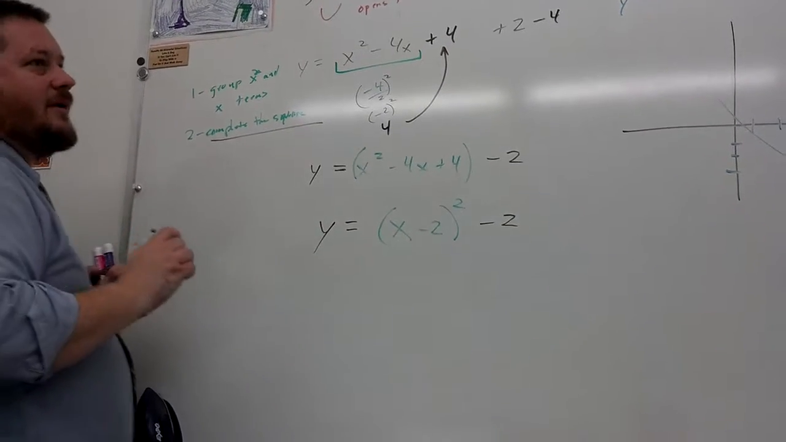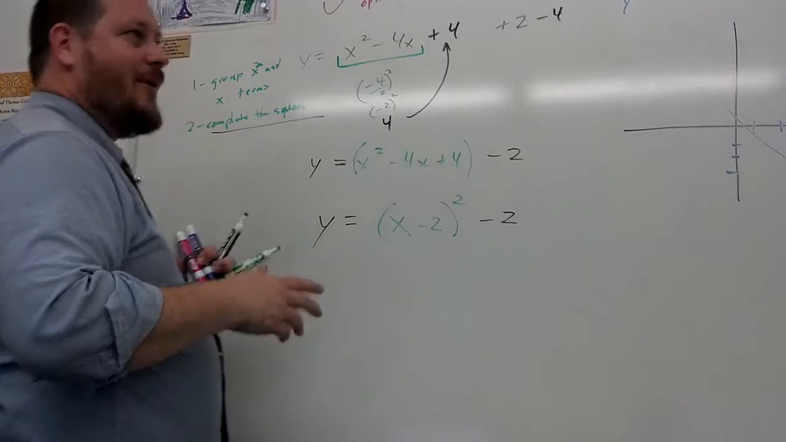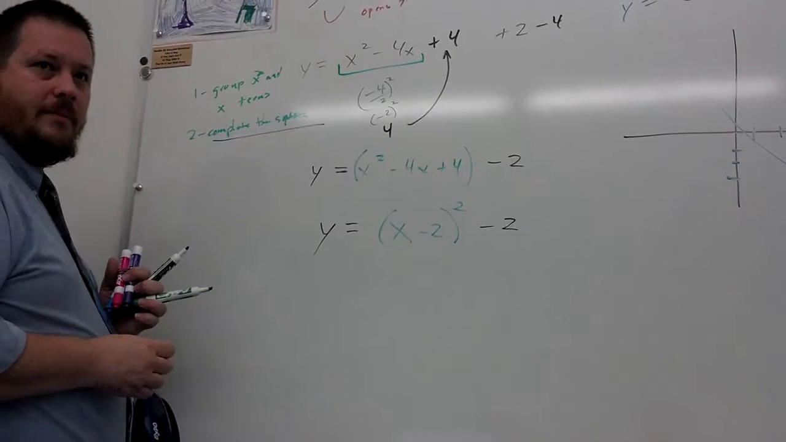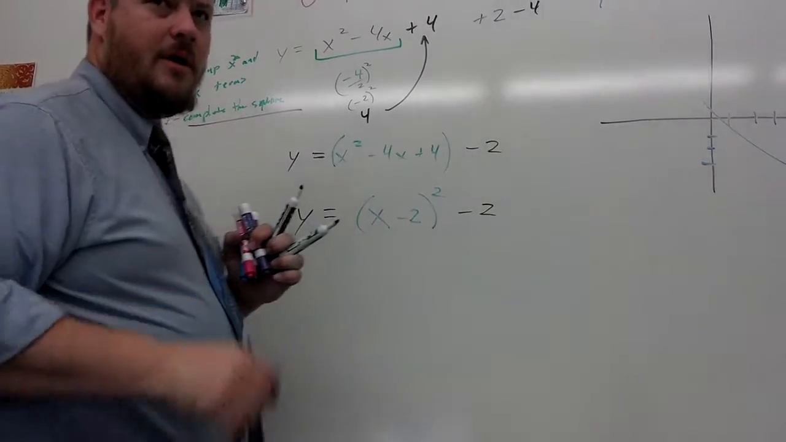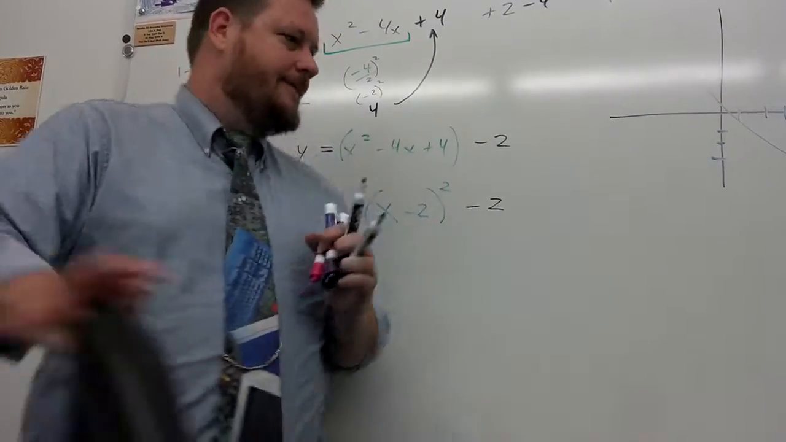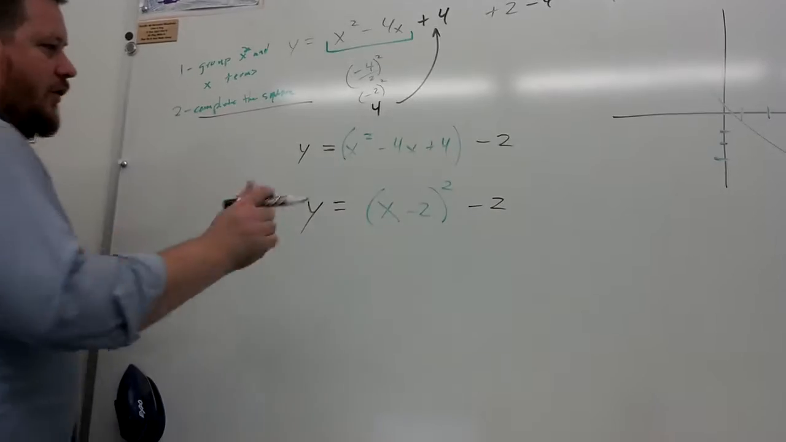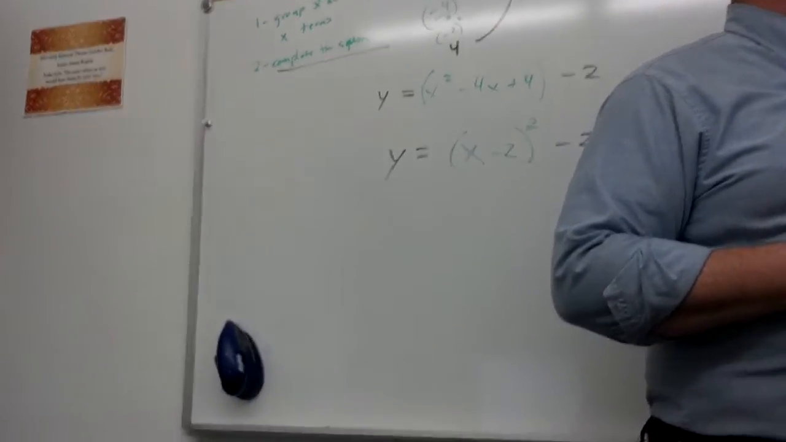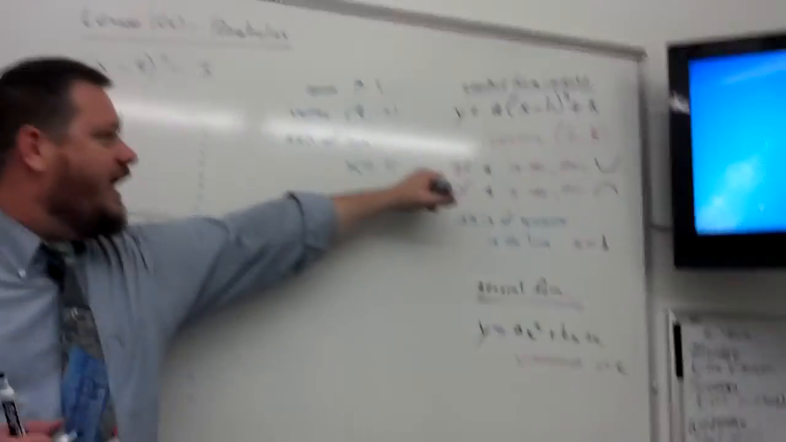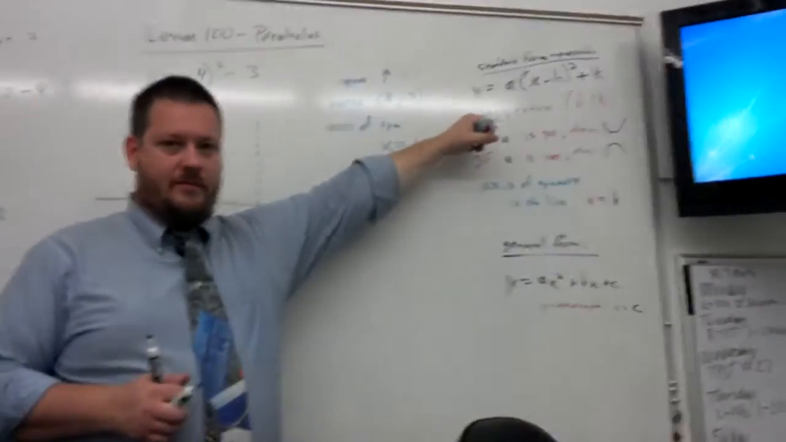But now we have it in standard form. Yay. We already know that it's going to open up because a is positive. Now that we have it in standard form, we can find the vertex. What's the vertex?